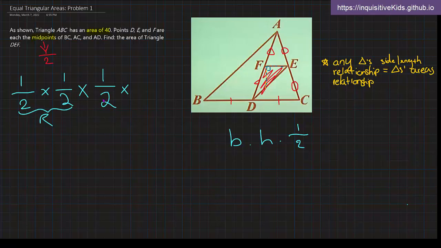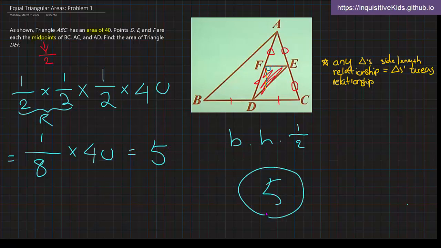Now we just find the area. We take this relationship and multiply it with 40, because 40 is what this whole big triangle ABC is. And this is just the relationship that DEF has with the area of ABC, which is 40. So it's equal to 1/8 times 40, same as 40 divided by 8, so 5. So the area of triangle DEF is 5.